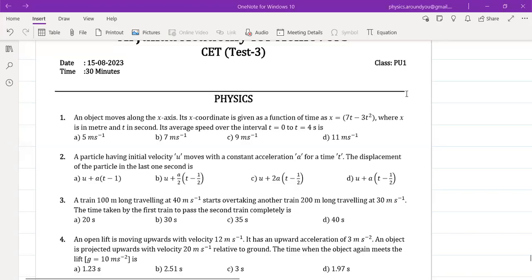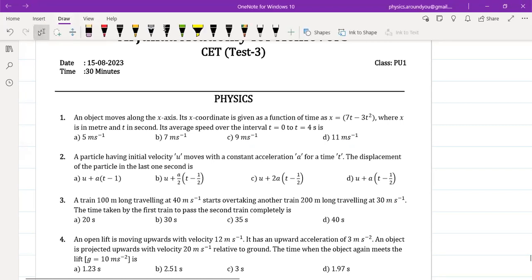We should be having a look at kinematic solutions, which is motion in a straight line and motion in the plane for your CET test 3. Here we go. The very first question is they have given the x coordinate and time relationship. They're asking average speed over the interval t equal to 0 to t equal to 4.